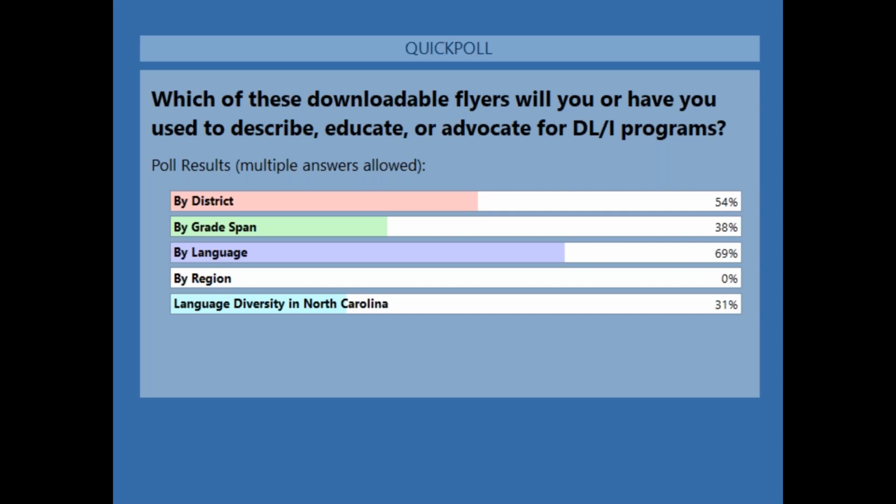So we will make sure we get the by grade span one posted soon. I didn't see any takers on the by region, and so that may not be one we need to post, but I do see that about a third of you said you like the Language Diversity North Carolina document, so we'll definitely keep that up there and keep the most recent version available.